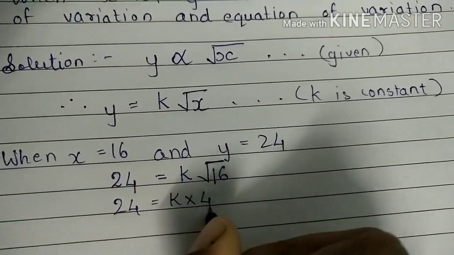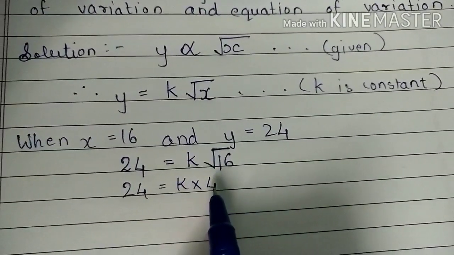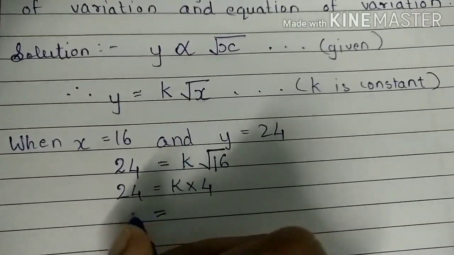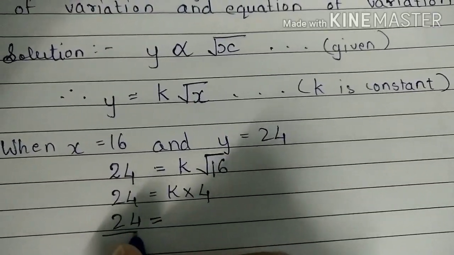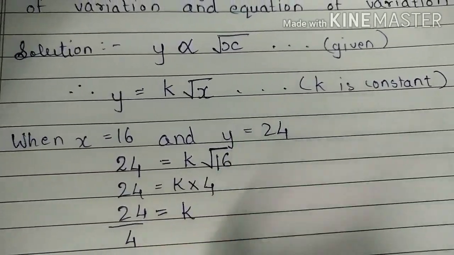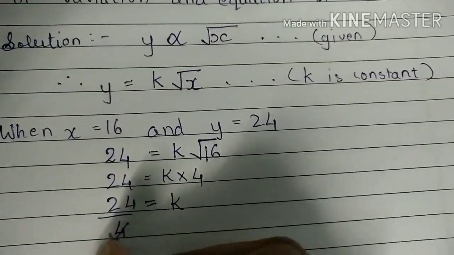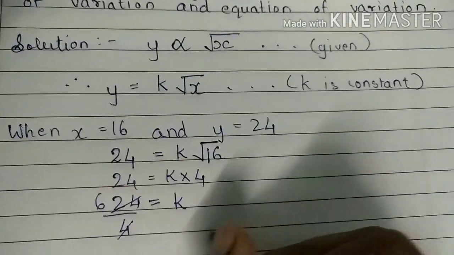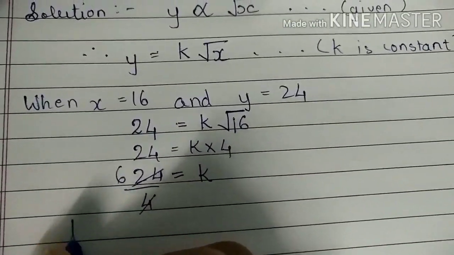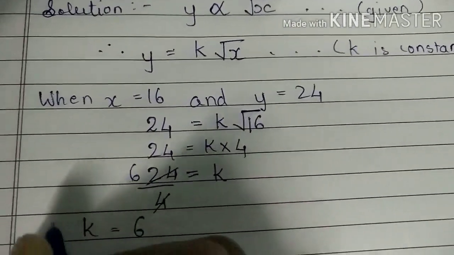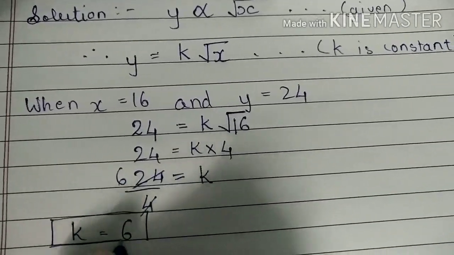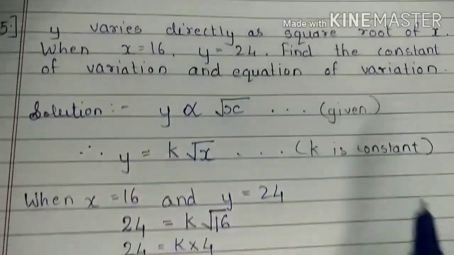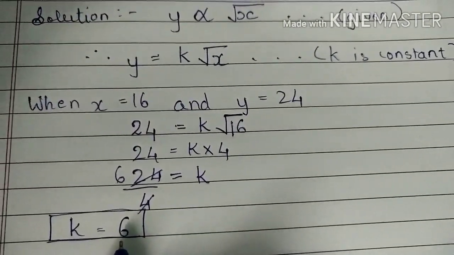The square root of 16, I removed it and it became 4. I'll keep k here only. So 24 upon 4 is equal to k. Cancel this, 4 sixes are 24. So you got the constant of variation, that is k is equal to 6. This is what they asked first, that you have to find the constant of variation. So the constant of variation is k is equal to 6.